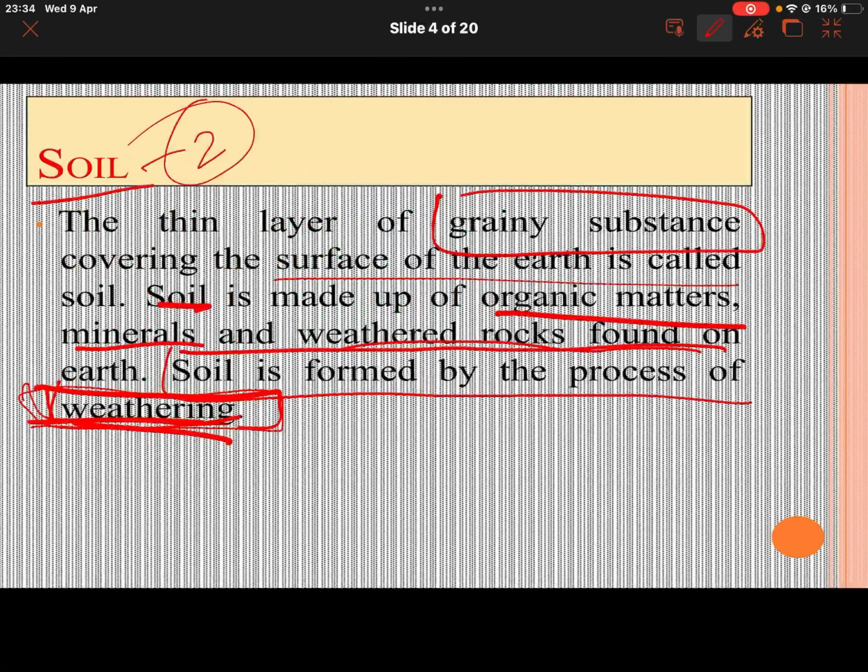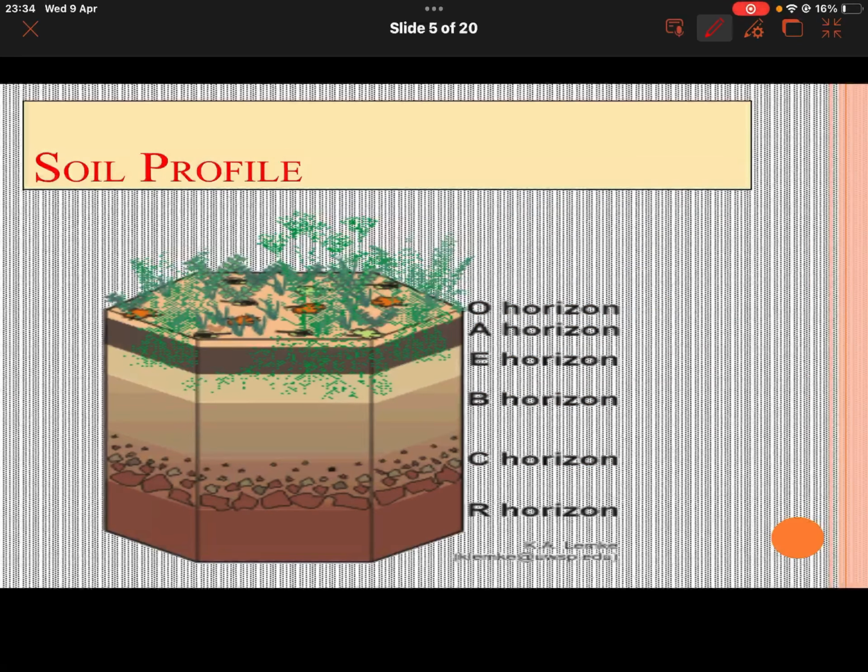Now we'll see more about soil. Basically the top layer of the earth's surface, the surface of the earth which we can see, is covered with a very thin layer of grainy substance which is known as soil. We can see the soil profile, or how soil actually is. The part which we see is only the O horizon, which is the first part visible to us. Now when we dig, I'm not talking about the soil which we get in our homes for the plants or the pots. They are not this type of soil.